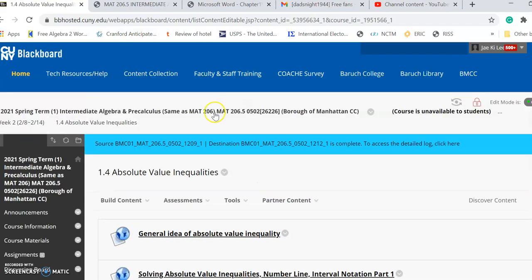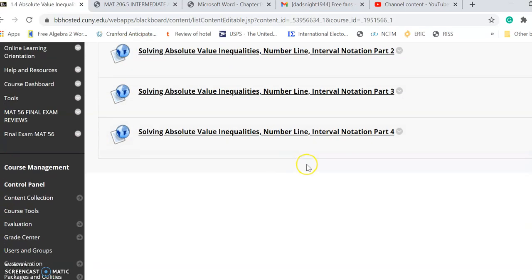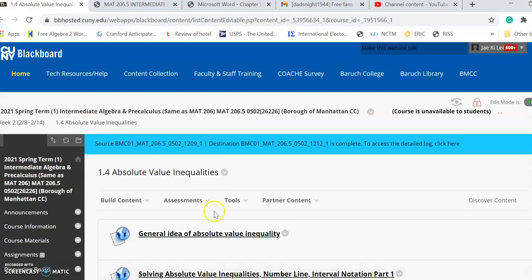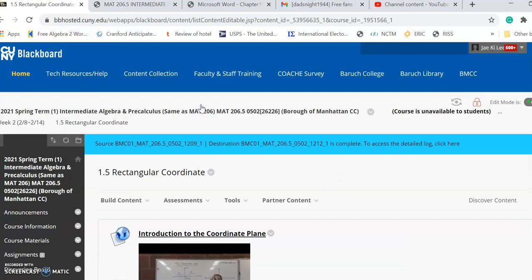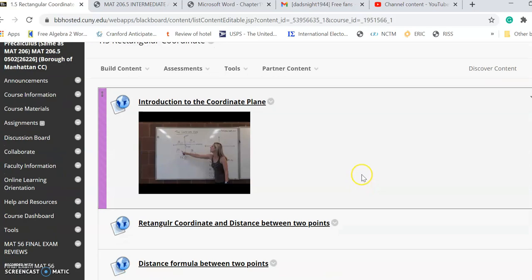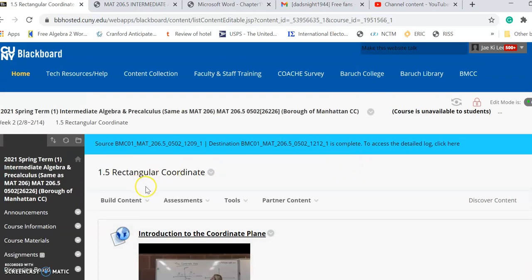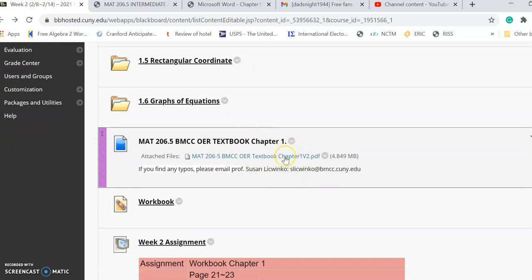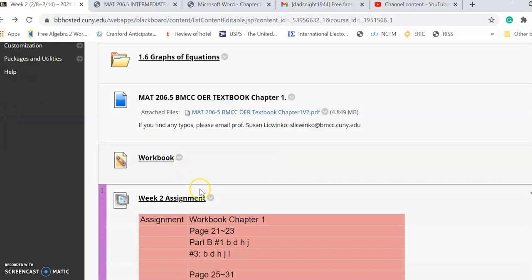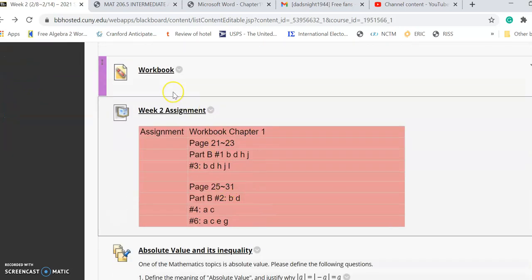You will see all the videos here. Click that, and you see the video you need to watch for absolute value inequality. And these are the videos. Basically, you will understand the rectangular coordinate system like that. Then you can use the textbook as a reference, also read it, and then you can solve this homework question from the workbook.